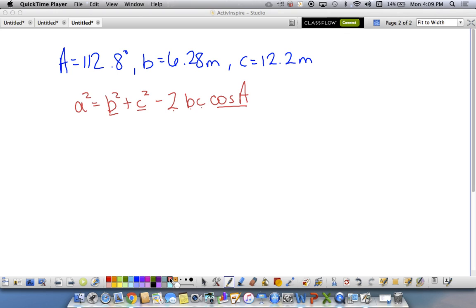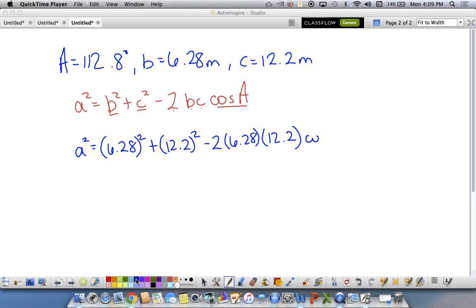So filling in the numbers, we don't have A. So A squared equals B squared, 6.28 squared, plus C squared, 12.2 squared, minus 2 times 6.28 times 12.2 times cosine of angle A, which is 112.8 degrees. I'm going to pull my calculator up because I wasn't greatly prepared. Imagine that. So we can just plug all of this into our calculator, and we have an answer.